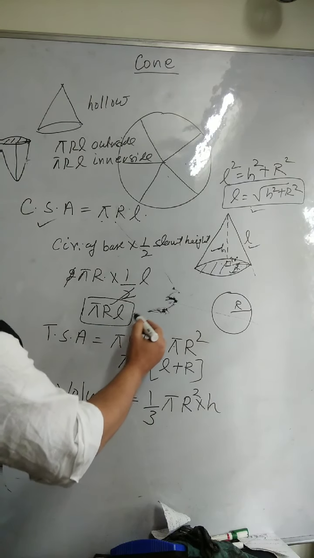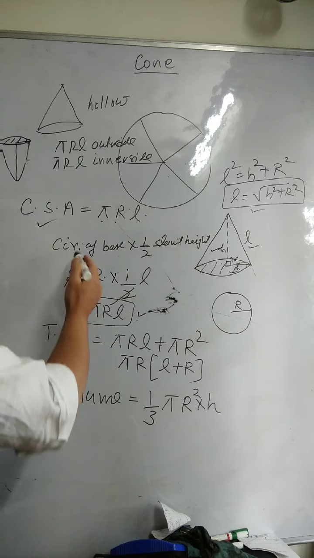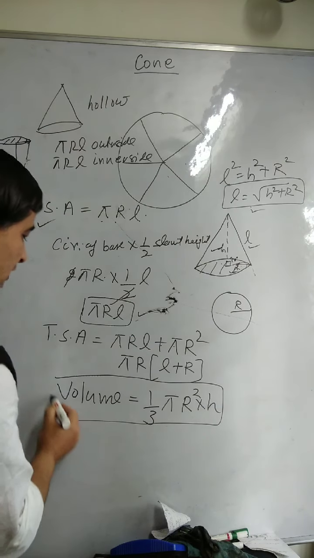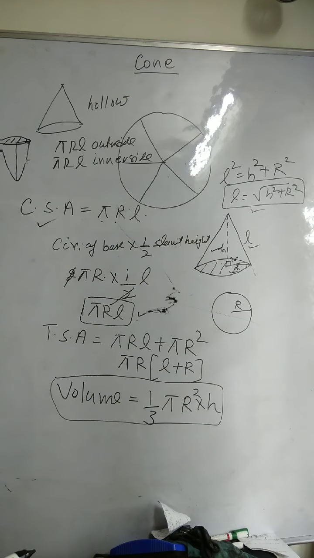Cone. First is the curved surface area. This is also called lateral surface area. The second is called volume of the cone, that is equals to 1 upon 3 pi r square h. Right. So in the next video I'll tell you how to solve some questions we will take, and I'll tell you how to solve those questions based on what?